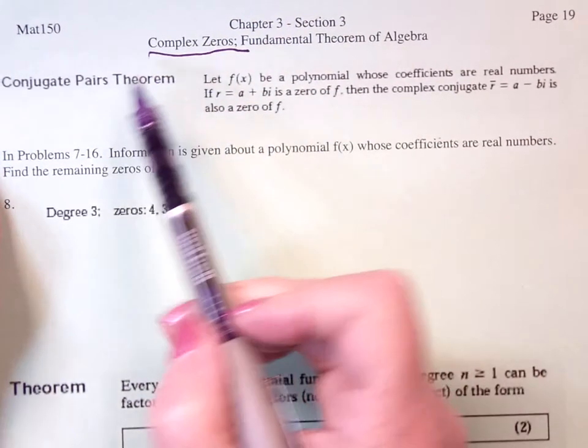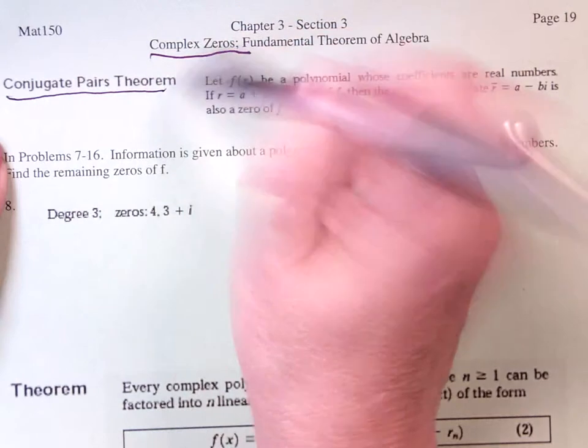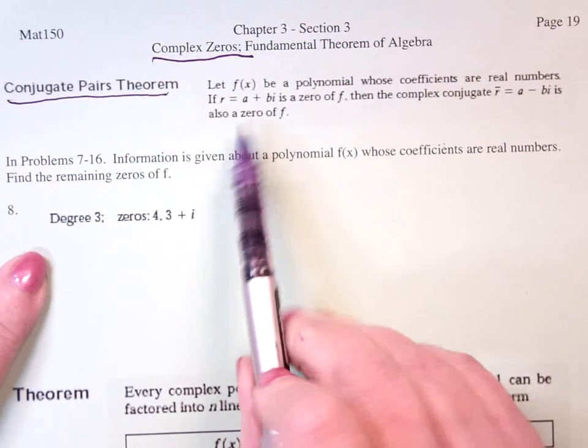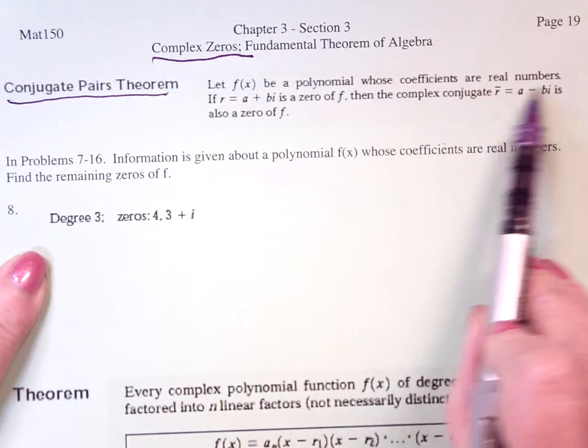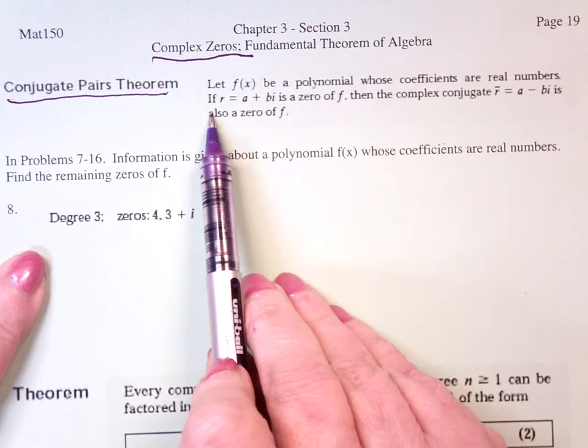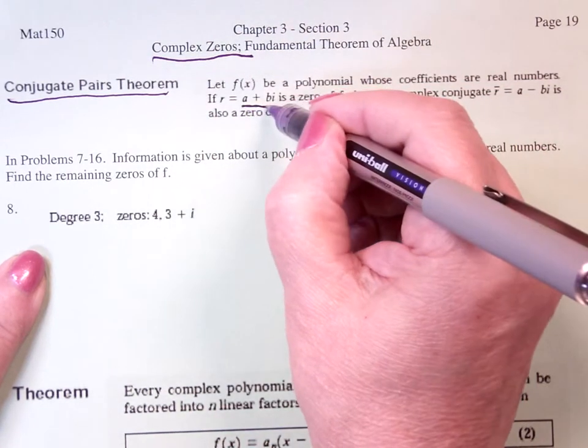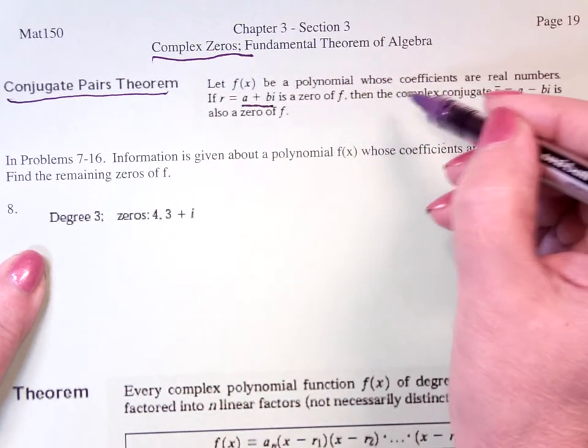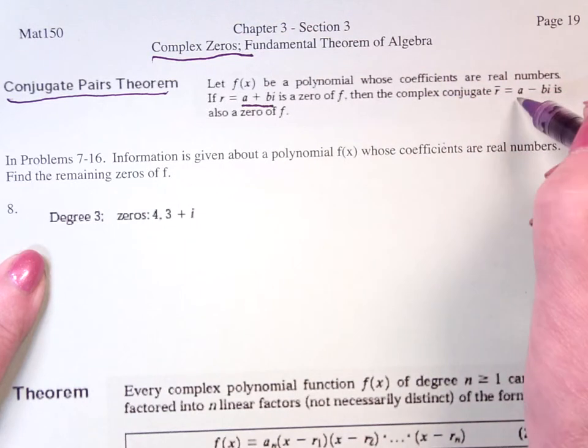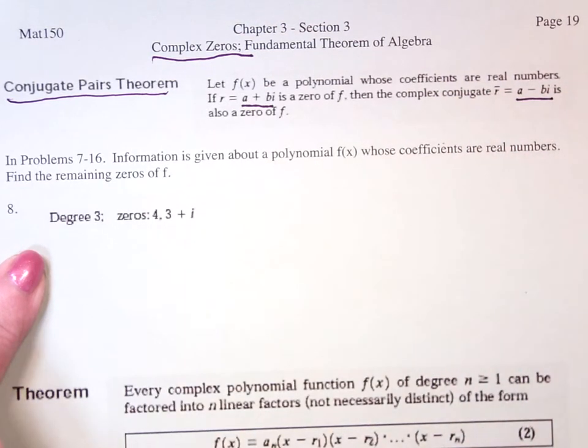Makes sense. Conjugate pairs theorem. Let f of x be a polynomial whose coefficients are real numbers. If a plus b times i is a zero, then the complex conjugate a minus b times i is also a zero. Now, you might say, well, why is that going to be the case?